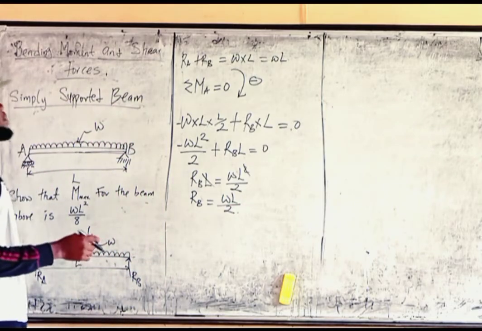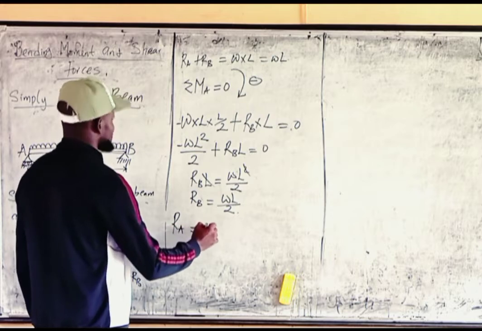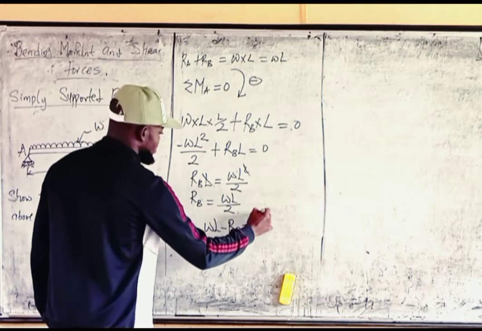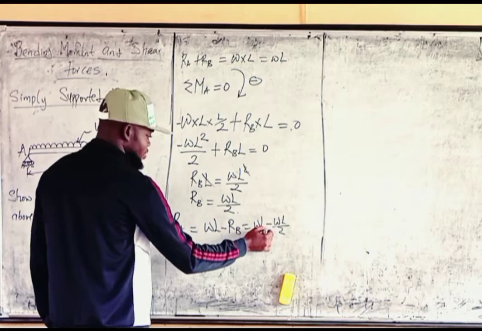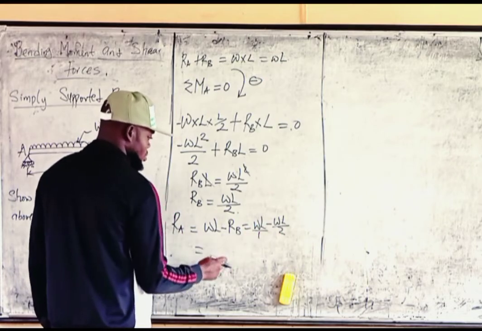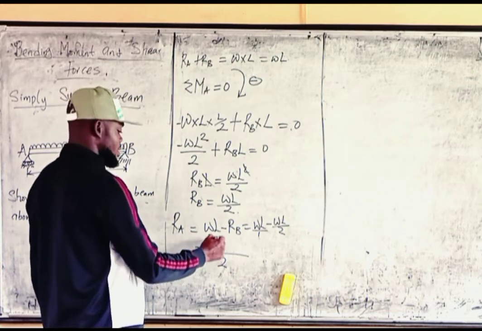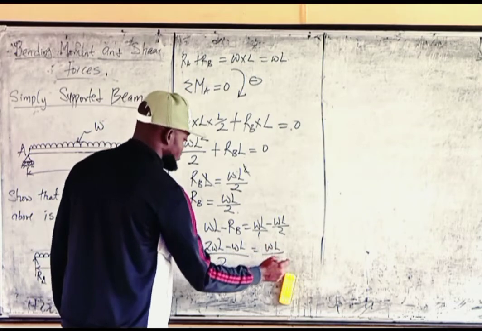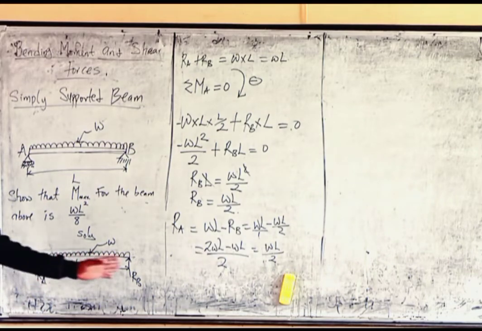That's what we're having. Remember, R_B plus R_A is WL. So R_A should be the same thing as WL minus R_B. That is WL minus WL over 2. So it's going to give you a difference over 1, with LCM 2. That gives us 2WL minus WL, that is WL over 2 as well. So you see, both of them are carrying the same load because it's just symmetrical.